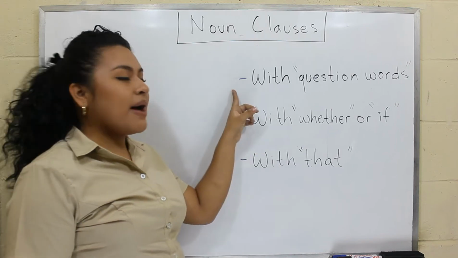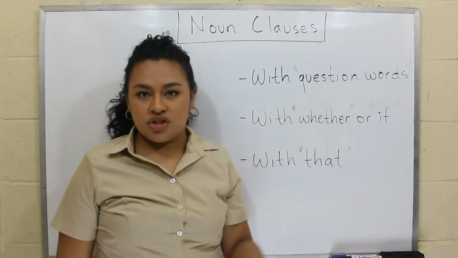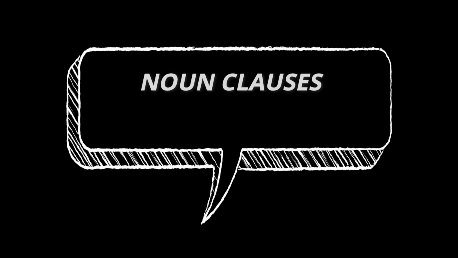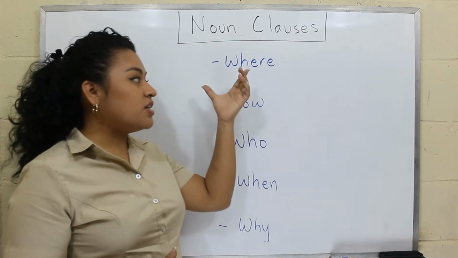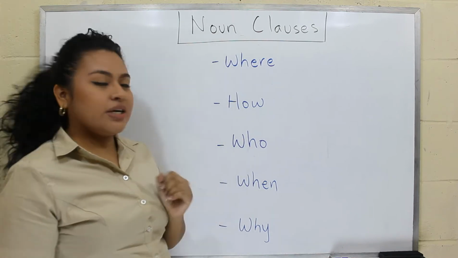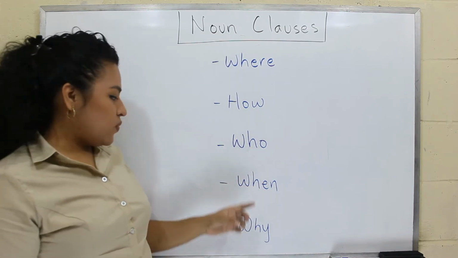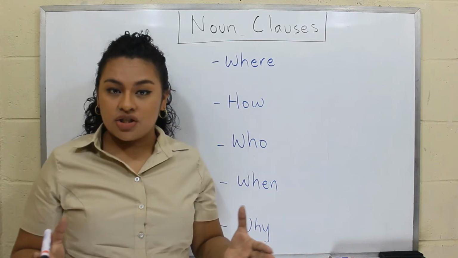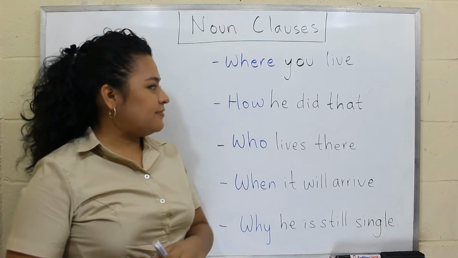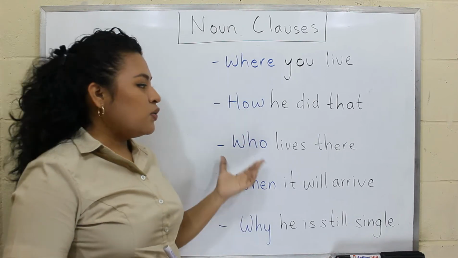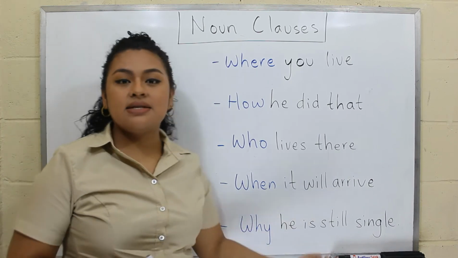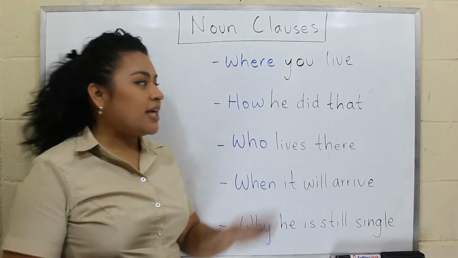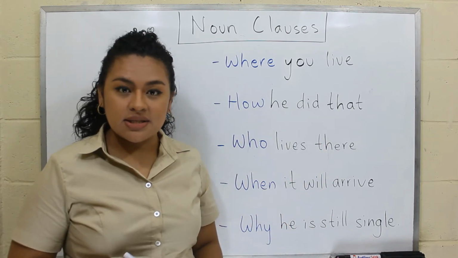Right now, let's talk about noun clauses with question words. When noun clauses go with question words, they start with WH words like where, how, who, when, why, and some others. For example: where you live, how he did that, who lives there, when it will arrive, and why he is still single. If you notice, all of these clauses are noun clauses. Let's see why.